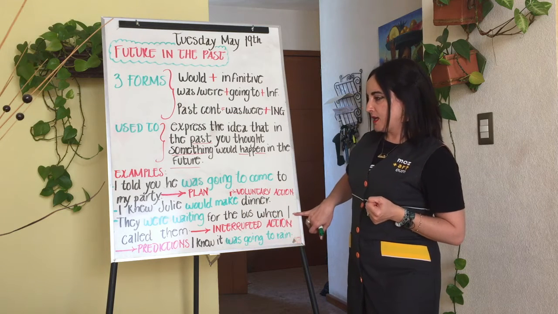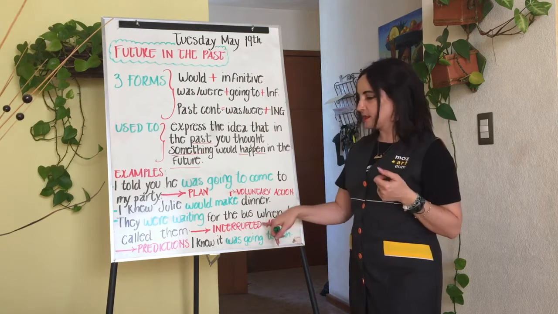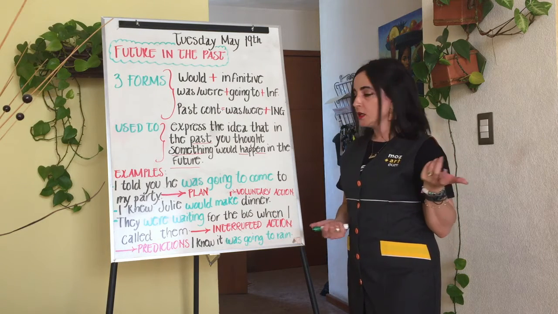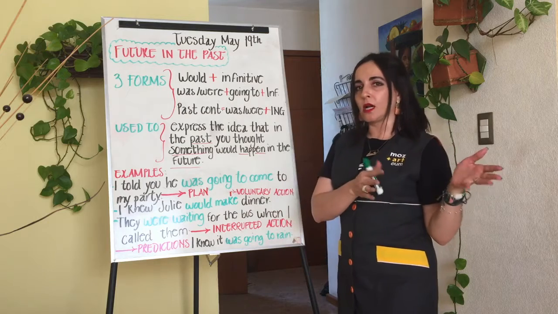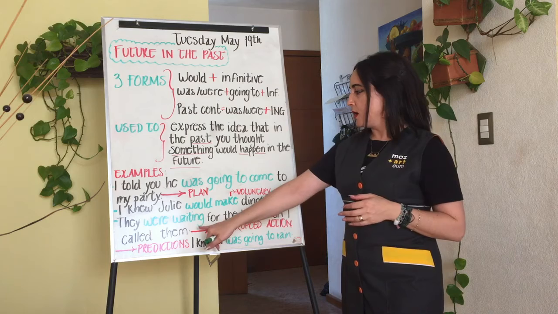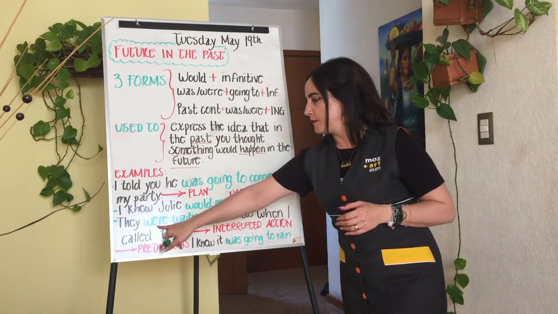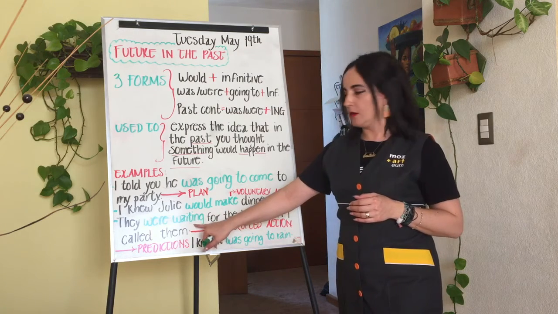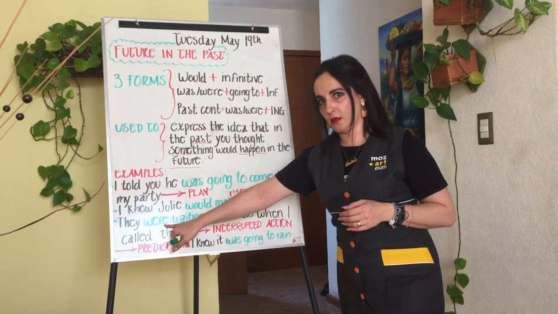Another case is, they were waiting for the bus when I called them. In this case, it's an interrupted action because something was going on in the past when another thing happened, okay? So this is the past continuous. Remember the verb to be plus ing. Verb to be in past tense, okay?